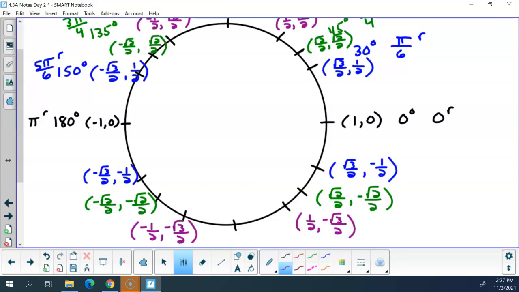Now you just got to fill in radians and degrees, right? Okay, 30 more than 180. 210. 7 pi over 6. 45 more than 180. Or 15 more than that. 15 more than that. Or 4 pi over 3.